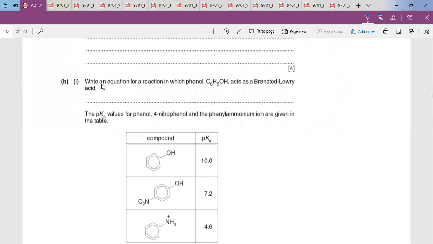Again, they ask you to write an equation for phenol acting as an acid. This is from before, quite simple. C6H5OH, remember, it is a proton donor. You can write a few things. You can write the first equation, which is just dissociation, C6H5O minus plus H plus, or I can put plus water.